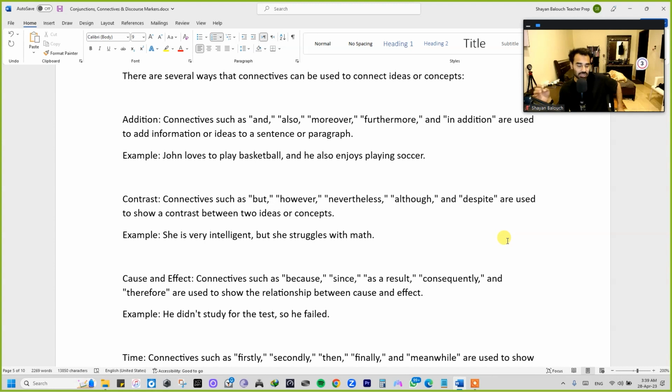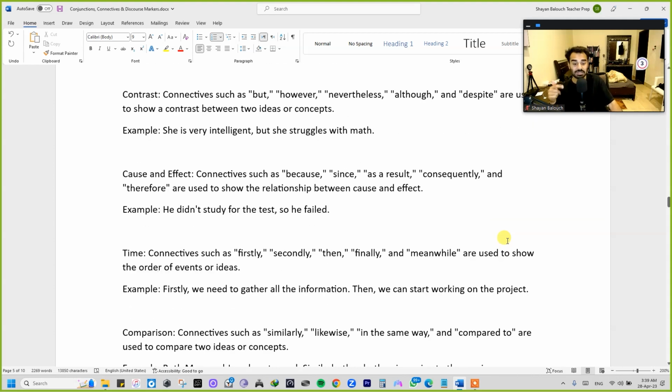So connectives such as but, however, nevertheless, although, despite are used to show a contrast between two ideas or concepts. For example, she is very intelligent, but she struggles with math. Now this is something opposite, something negative that I'm telling. Something in contrast: though she is very intelligent, she suffers in mathematics.